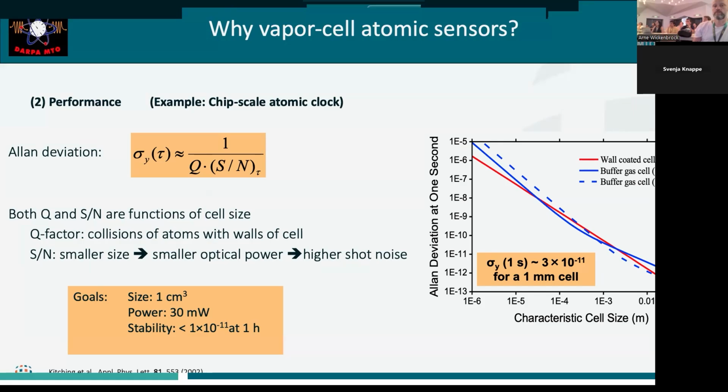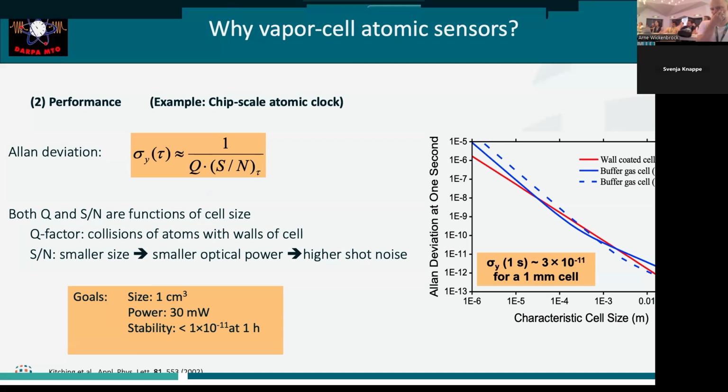And it's really dependent on your signal to noise ratio and your Q factor of your system. And both of those suffer as you make it smaller. So your Q factor is getting worse, or your line width is getting broader, because the atoms are colliding with the walls of the container more. There's more walls per volume as you make it smaller. So you lose. And then also your signal to noise is suffering because you have fewer atoms. You can put less power through, so you get a higher shot noise. And so in both cases you lose.